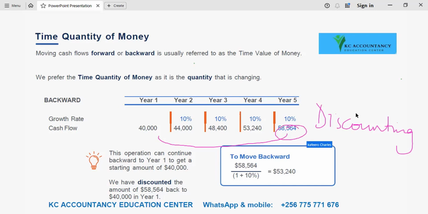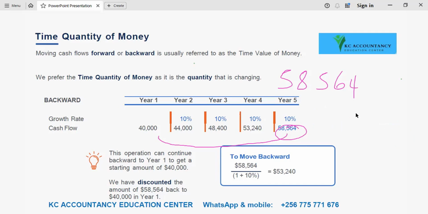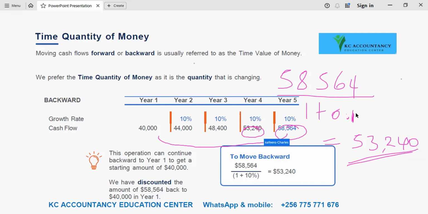As you've seen, the way the mathematics works is that we take this amount, 58,564 in year 5, and we divide that value by 1 plus the growth rate. The growth rate was 10%, which is 0.1. And that will give us 53,240 US dollars, and this value is exactly what you are seeing here in year 4.